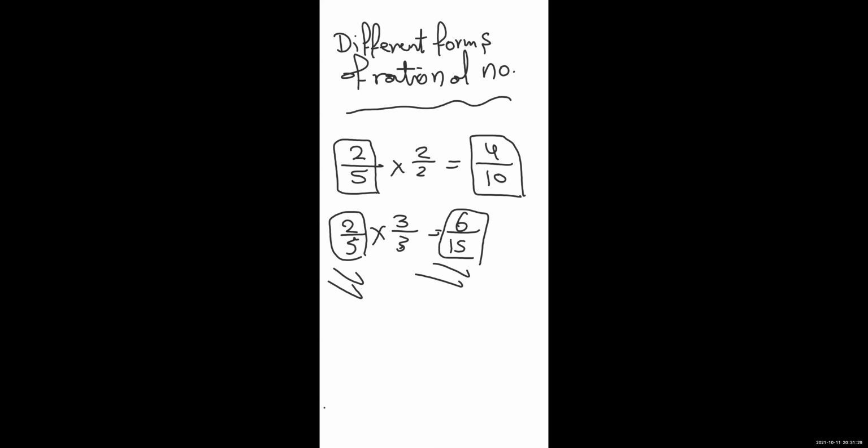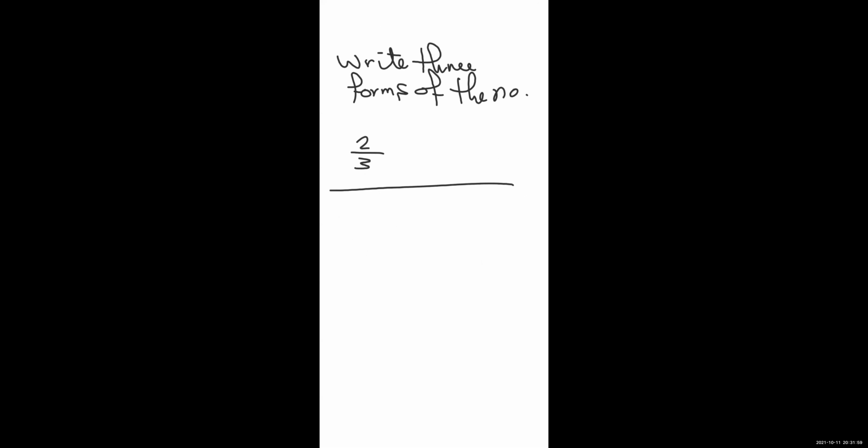So simply, guys, if we want to change the form of the number, just multiply it by the same number on the numerator and denominator, like this. If there is a question like that, write 3 forms of the number 2 over 3, for example. So I will solve it this way.